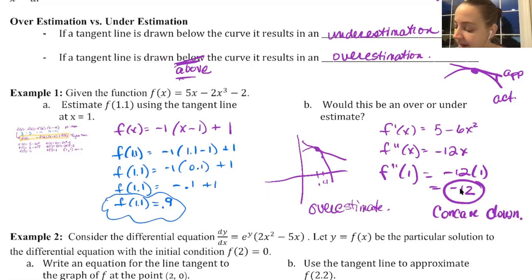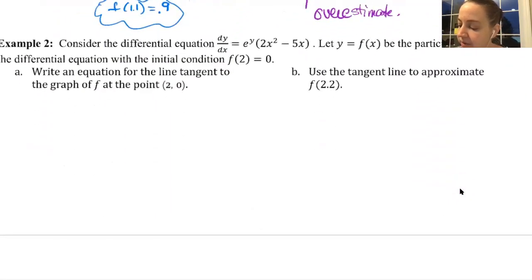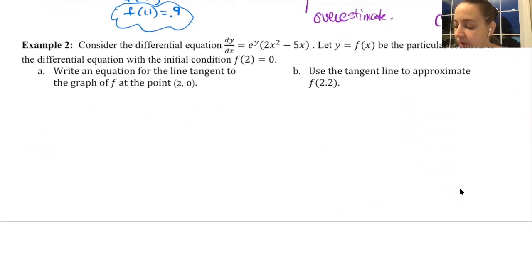Okay. Example 2, consider the differential equation. I don't think we've used that expression before, but a differential equation is just, hey, here's the derivative. e to the y equals 2x squared minus 5x. Let y equals f of x be the particular solution to the differential equation with the initial condition f of 2 equals 0. What? What's all of that? It's very wordy. f of 2 equals 0.